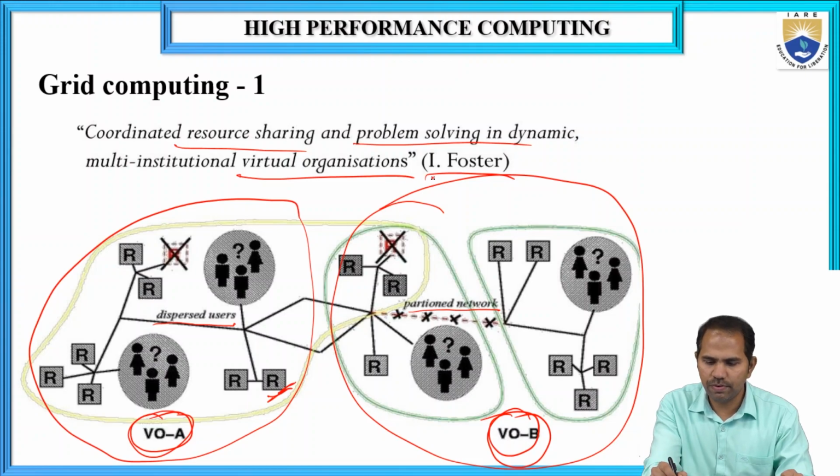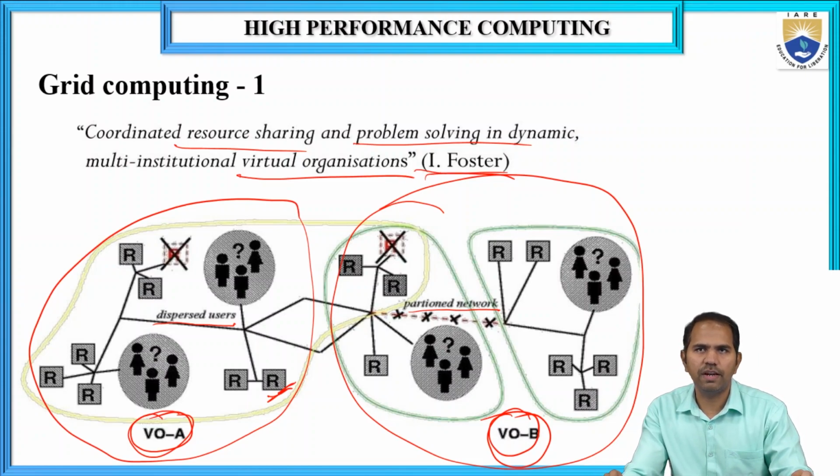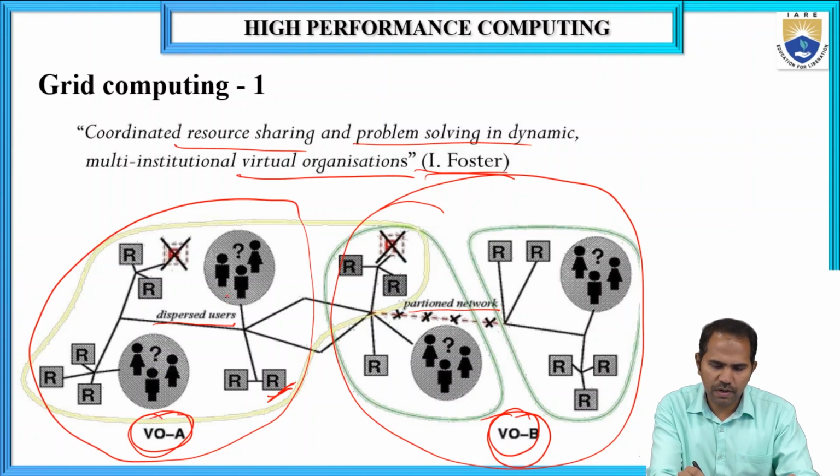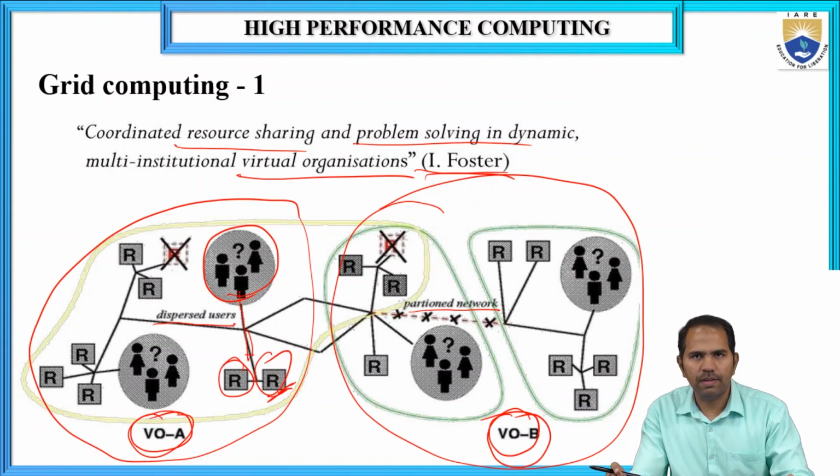So this was proposed by Foster. He is the scientist who proposed another definition: grid computing is resource sharing and problem solving in dynamic virtual organizations. Here, with the R language, a set of people sends some data that is used with R. We can see the statistical view of it.